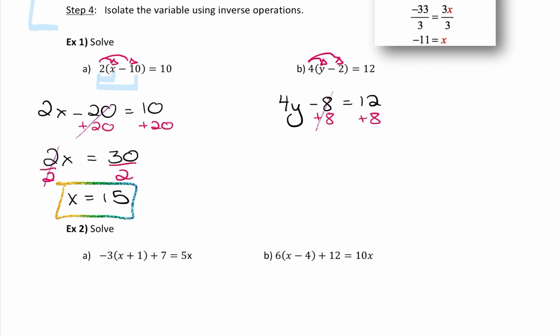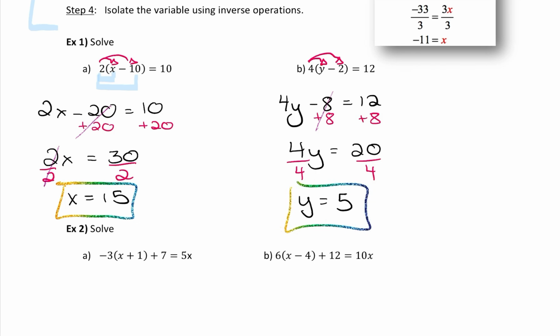On the left, we have 4y. The negative 8 plus 8 is 0, equals 12 plus 8, which is 20. Our next step is to divide both sides by 4. So we end up with 1y, because 4 divided by 4 is 1. We don't need to write the 1 in front of the y. 20 divided by 4 is 5.